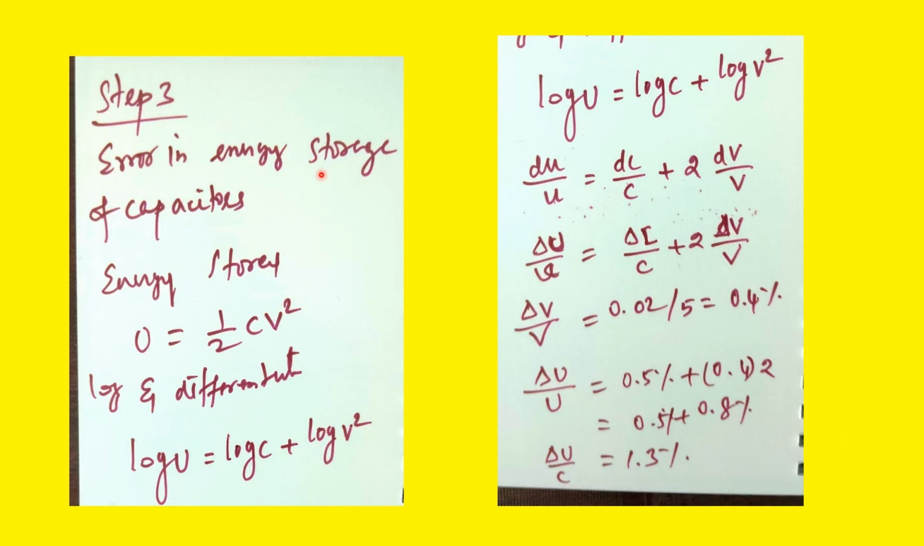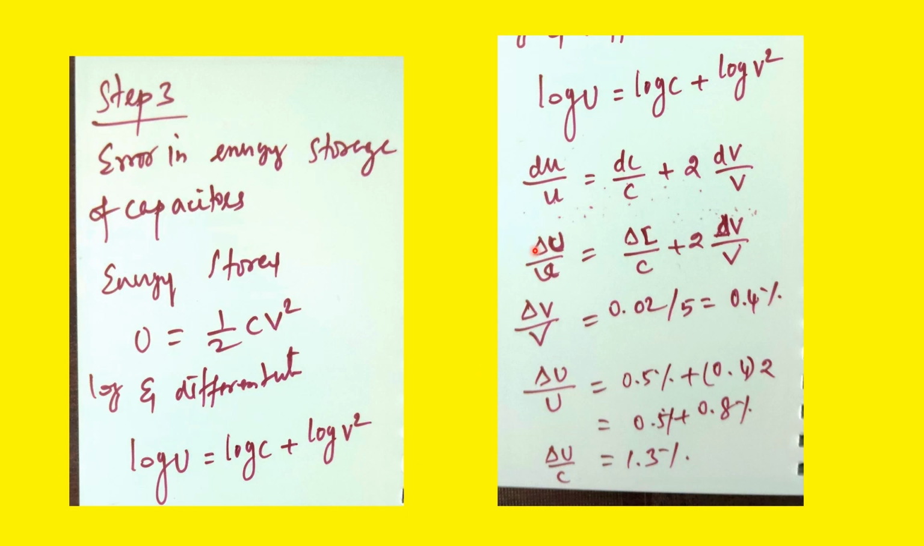So step 3, error in the energy storage of the capacitor. The energy storage in the capacitor U is equal to half CV square. So if you take the logarithm of this and differentiate, log U is equal to log half plus log C plus log V square. If you differentiate that, dU by U plus dC by C plus 2 dV by V, that's what you will get after differentiation.